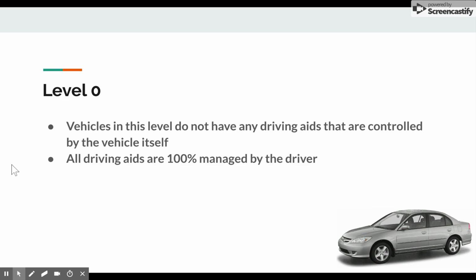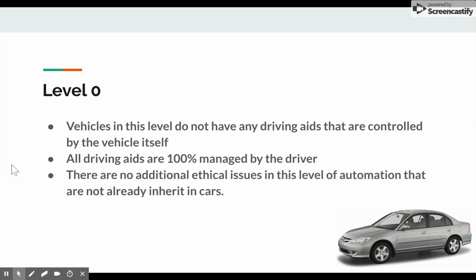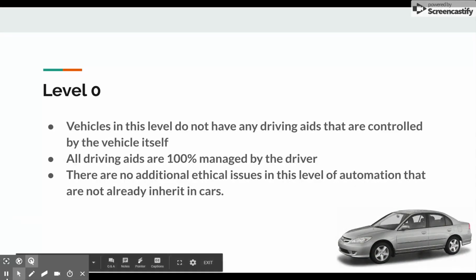This is allowed in that it is entirely up to the driver to select to enable the aid and to control for how long the aid will run by making his decision to turn it off, either by turning off the aid itself or tapping on the brake when he is finished. Vehicles in this level do not raise any additional ethical issues that are not already inherent in cars.